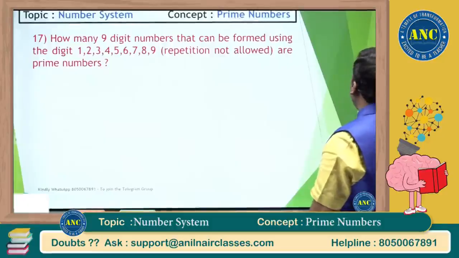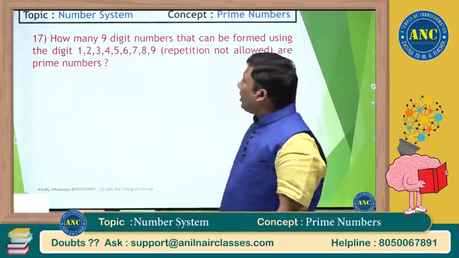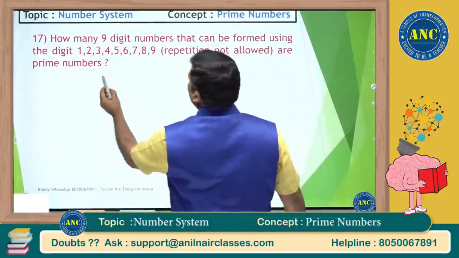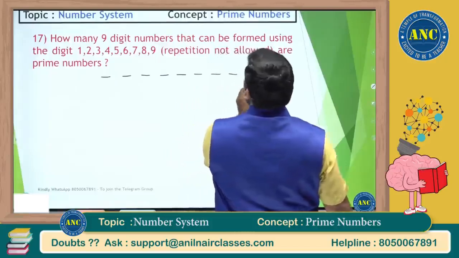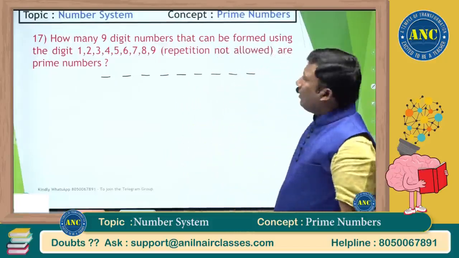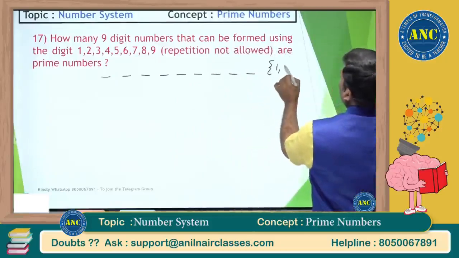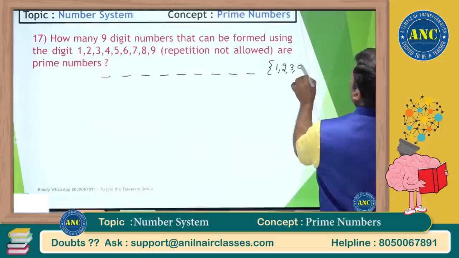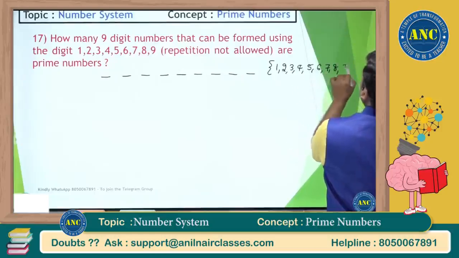Questions. Next one, another beautiful question, sir. How many 9-digit numbers can be formed using the digits 1, 2, 3, 4, 5, 6, 7, 8, 9?